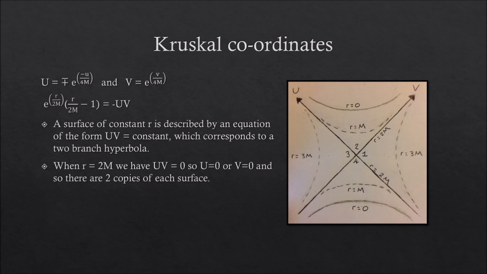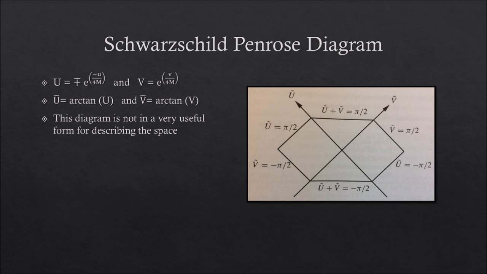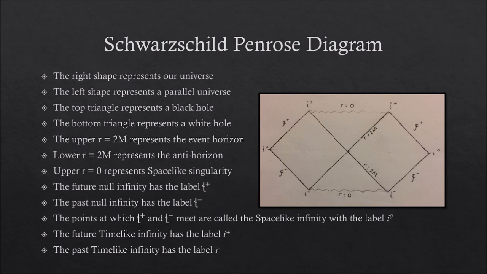The Kruskal coordinates u and v combined with the transformation u prime equals arctan u, v prime equals arctan v give us the following Penrose diagram, which is a pretty straightforward one. I'm not really a big fan of this one, so I'm going to breeze over this and make it a lot easier for me to explain in this second one here. So it's the same diagram, it's just different notation and a bit easier to understand for me.